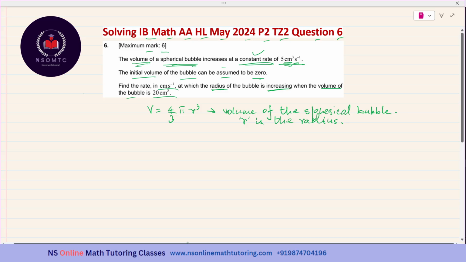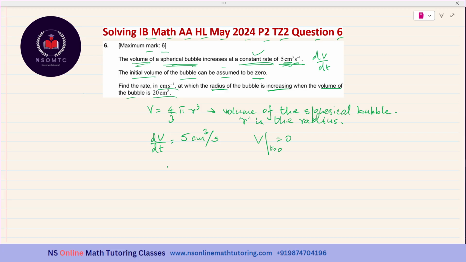And now it is dV by dt. This one is dV by dt. Let me write that. dV by dt equal to 5 centimeter cube per second. I am writing this way. And volume when t equal to 0, the initial volume, or I can write V when t equal to 0 is equal to 0. Okay. And we are required to find dr by dt.